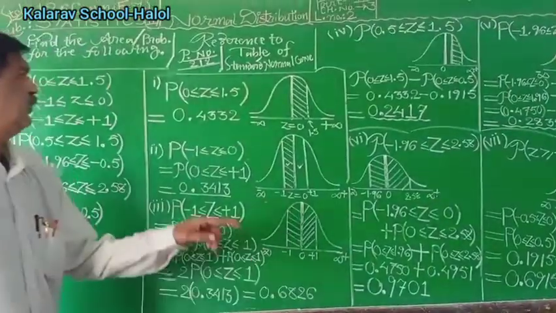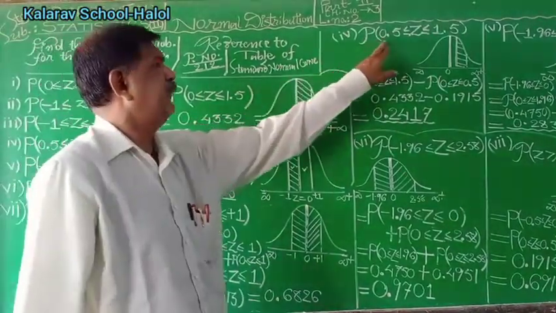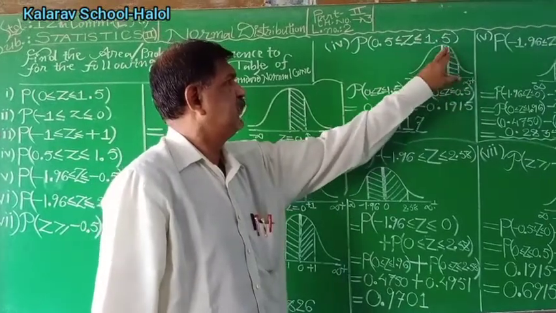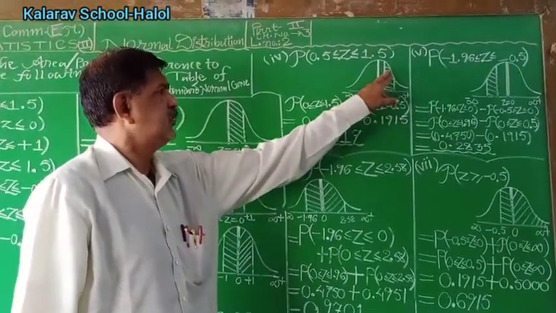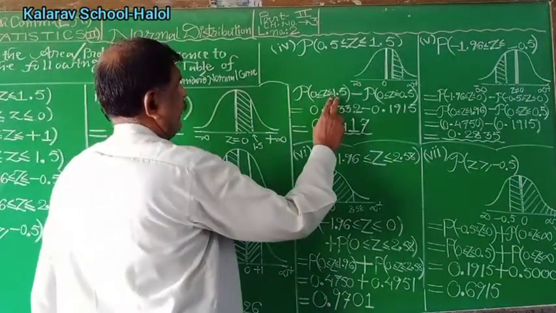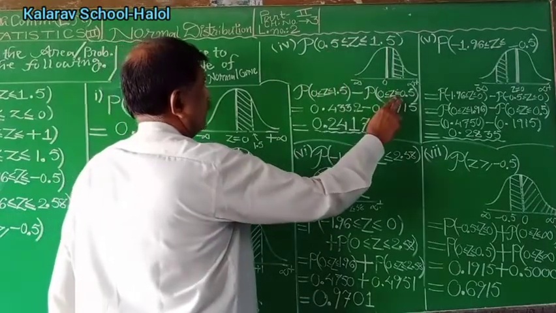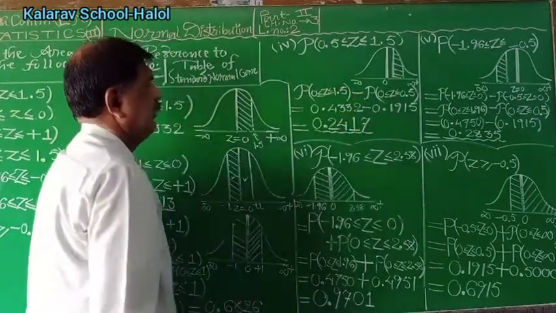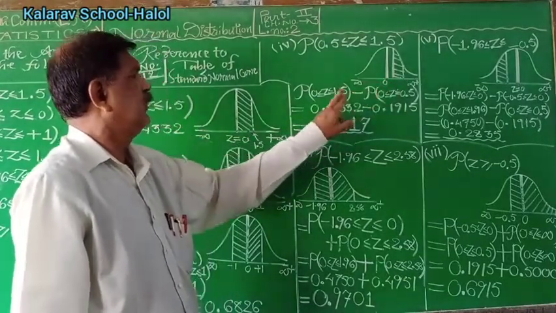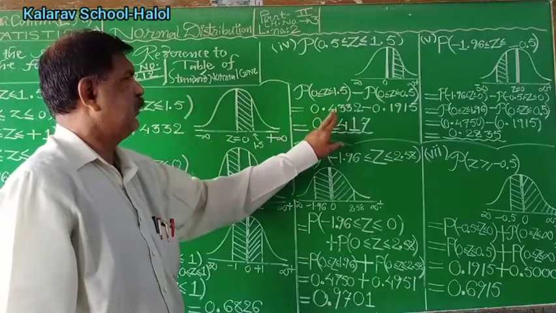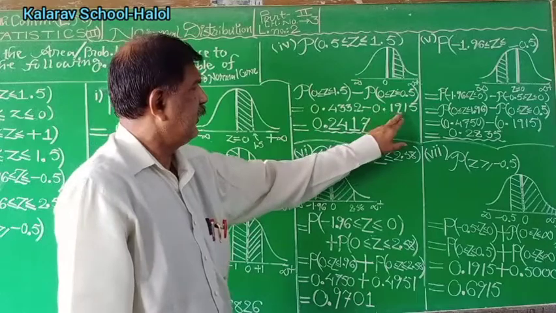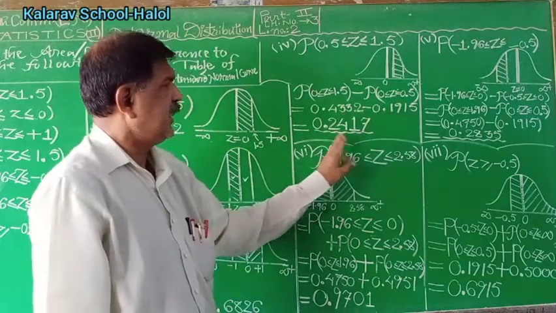Next, the probability between 0.5 and 1.5. On the right side of 0, this is 0.5 and this is 1.5. The shaded region is required. Means the probability is 0 to 1.5 and 0 to 0.5. There is a subtraction, because it is 0 to 1.5 minus 0 to 0.5. For 1.5 the area is 0.4332. If you see the table, 0.5 gives 0.1915. The subtraction will give you the answer.